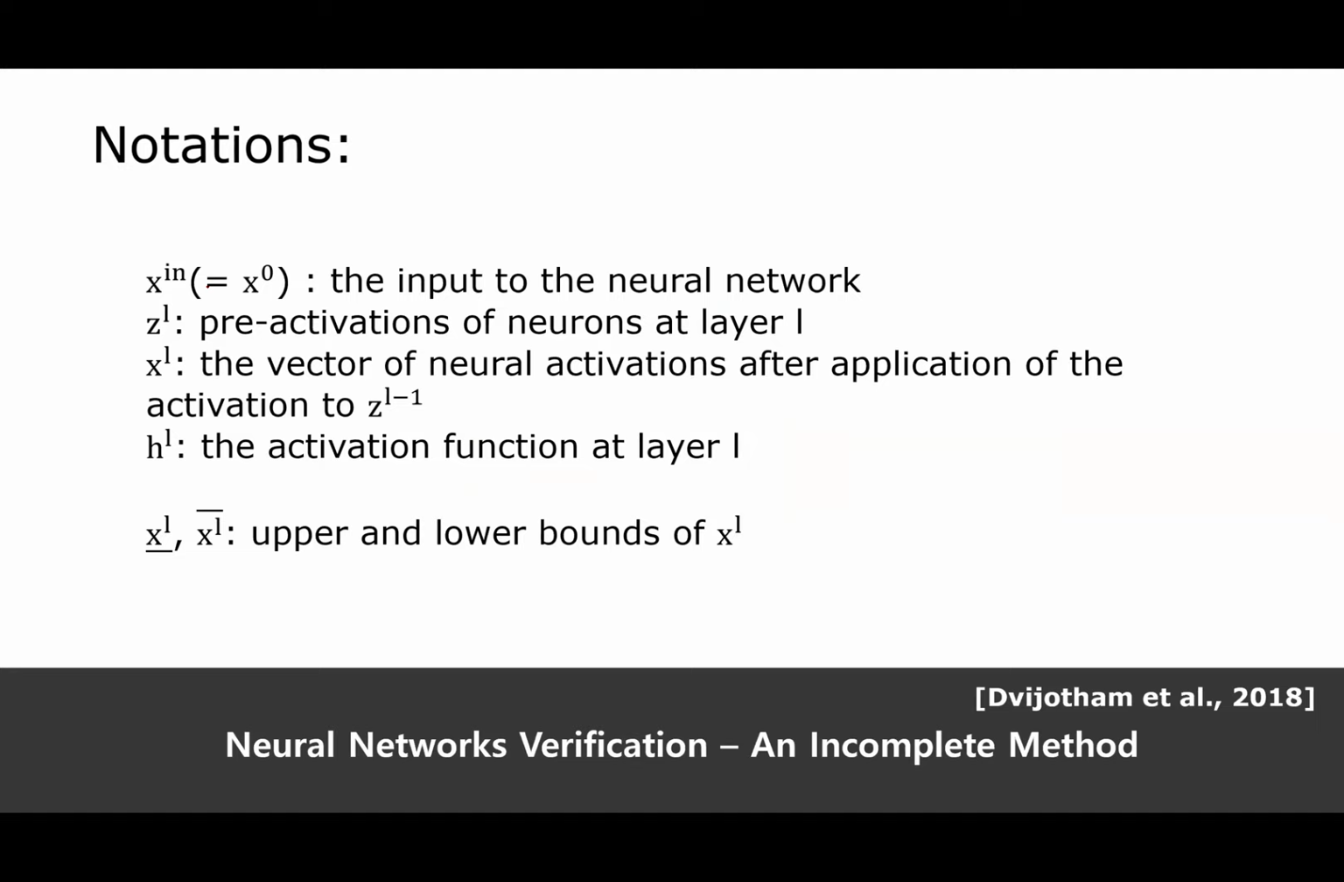X input is the input to the neural network, and z_L is the pre-activation of a neuron at layer L, and x is a vector of the neural activations after applying the activation function to z_L. As we saw in the previous section, the notation is a little bit changed in terms of L. There is a linear summation, right? And h is the activation function instead of f. And we have an upper bound and a lower bound of x.